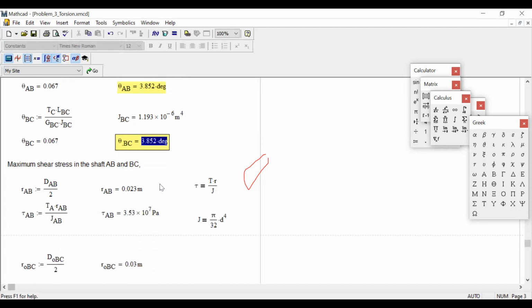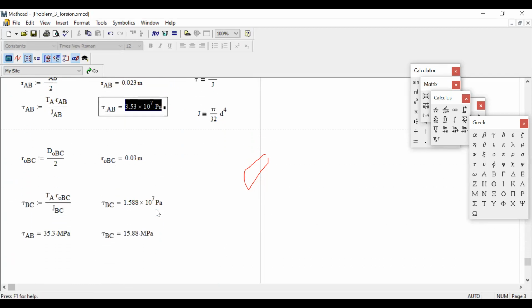Now, maximum shear stress. We just need to use this formula: tau equals TR by J. So for shaft AB, TA into R AB divided by J. So we got this much. Similarly, you figure out for shaft BC, you will get this much. So you just use this formula, tau equals T into R divided by J.